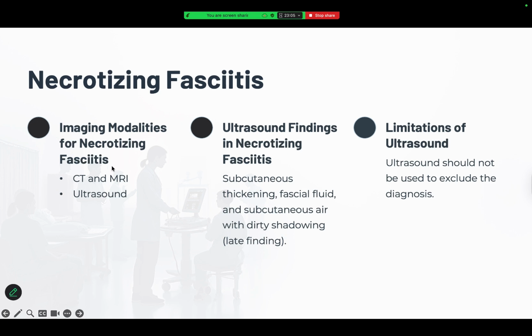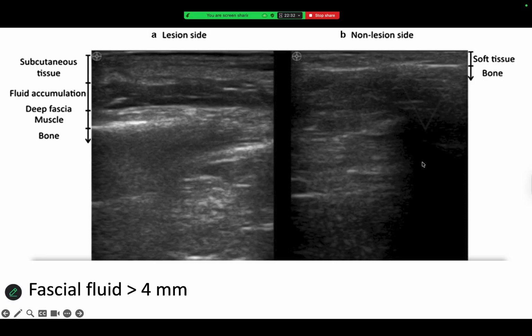CT and MRI are more sensitive and more specific, but sometimes they are not available, or the patient is not stable enough to leave the department to go to CT or MRI. So what may you find on ultrasound in cases of necrotizing fasciitis? Again, we can find subcutaneous thickening, fascial fluid, and subcutaneous air with dirty shadowing.